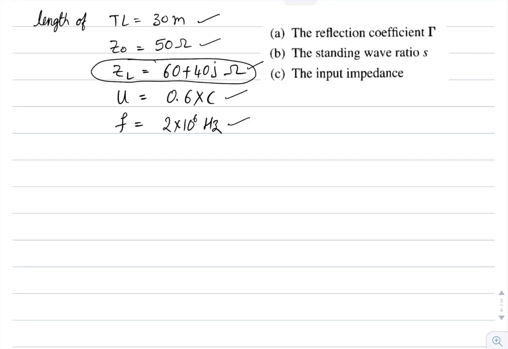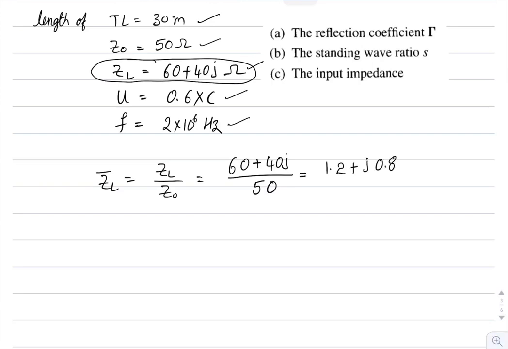During the construction of the Smith chart, we drew resistance circles and reactance circles, and these are actually normalized resistance circles and normalized reactance circles. That means in order to represent a load on the Smith chart, you have to represent it in a normalized way. Therefore, normalized load impedance is equal to load impedance divided by the characteristic impedance. Our load impedance is 60 plus j40 divided by 50, that is equal to 1.2 plus j0.8.